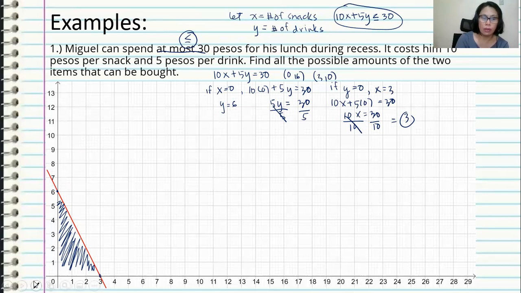so let me use another color here. If we're going to consider 1 here, and then a point on the line, for example, 2, 2. Okay. So if we have 1 here, meaning Miguel will buy a snack and a drink. So that would mean that we have 10 times 1 plus 5 times 1 is less than or equal to 30. So this is 15, which is less than or equal to 30. This makes the statement true.